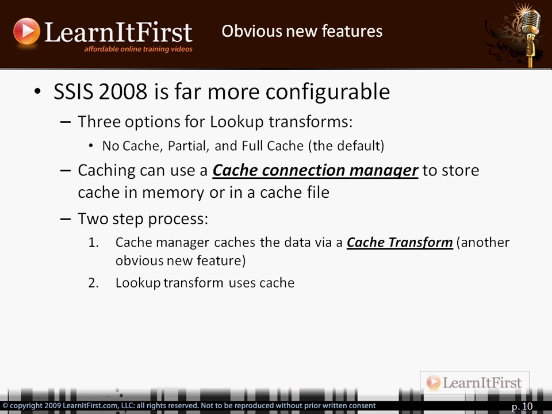Okay, so we can specify here where we want to store it, in memory or in a file. And it's a two-step process to actually take advantage of this cache in a lookup transformation. You're going to get the cache manager, and it's going to execute the SQL statement and load the data into the cache, whether that be in memory or into the file, right? And it does that with a cache transform, which is one of the new transformations inside of your data flow tasks. And once you have loaded up the cache, then you add a lookup transformation and you're able to take advantage of that cache.